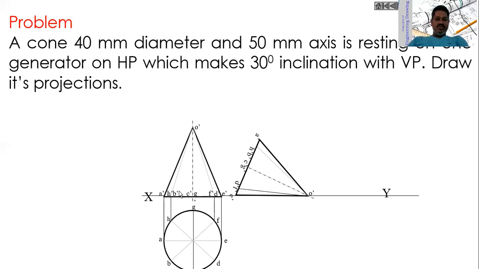Just transfer these heights onto this line, on the base. After drawing the front view of the cone, in this case where one of the generators of the cone is lying on the HP, this will be the front view. Then we have to draw the top view in this condition.